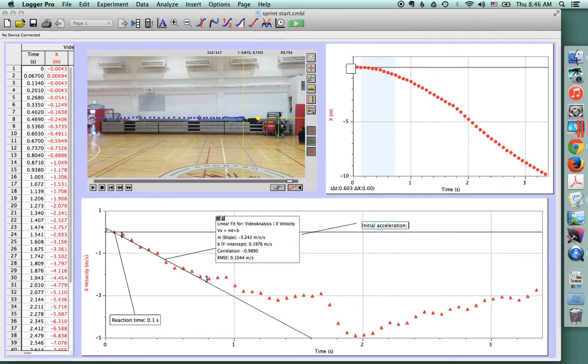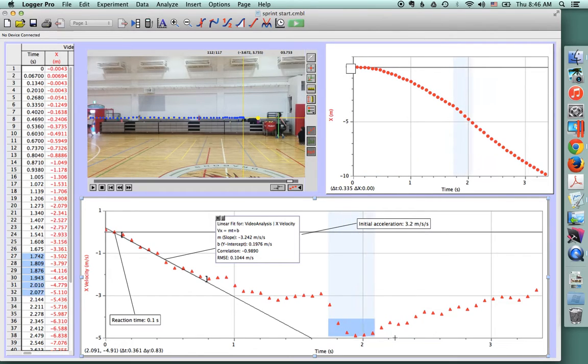When we write that value down, we can leave out the negative because that just tells us the direction. We can round off the figure a little bit so that it's more realistic, and we make sure that we've got our units.